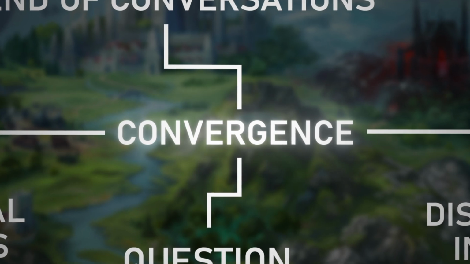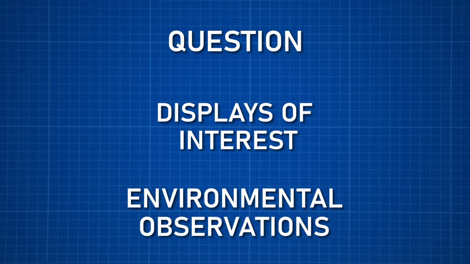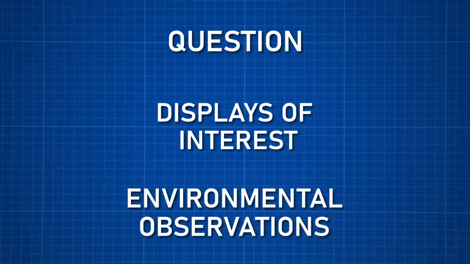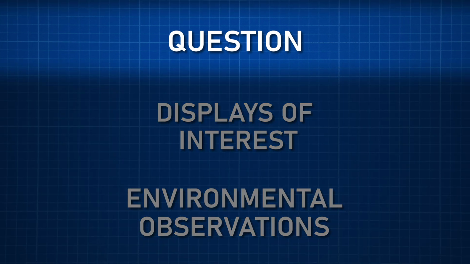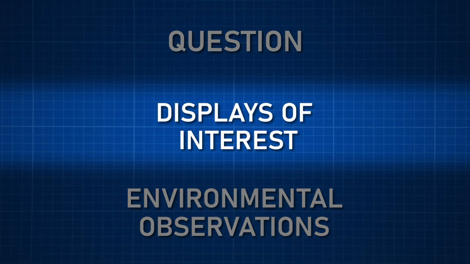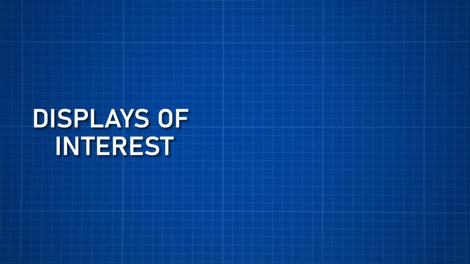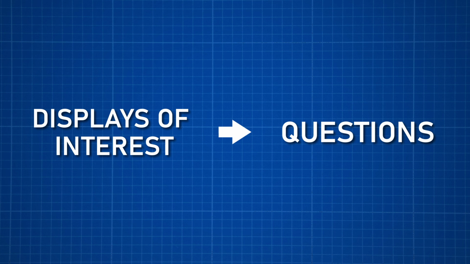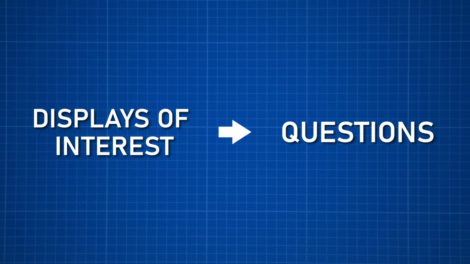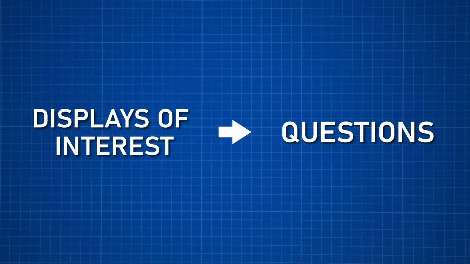Convergence. This is where you can use multiple of them in one conversation to prolong the interaction. You can start off with a question and then move on to a display of interest or environmental observation. Or you can start off with a display of interest and then lead into questions. Honestly, anything works and it's really effective at keeping a conversation going.